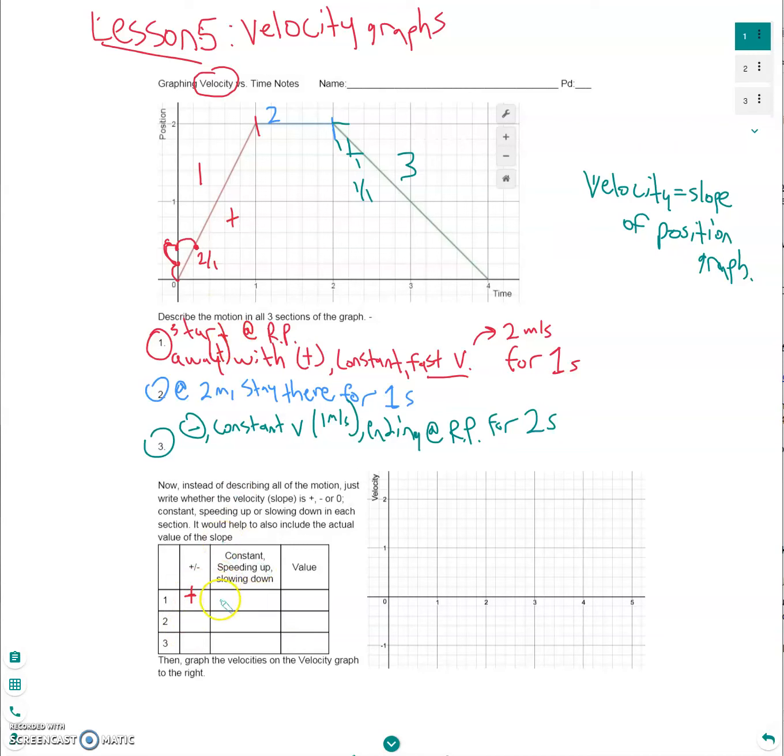Is the slope constant? Yes. And what's the value of the slope in this case? We calculated it at 2. Remember, we went up 2 over 1, so the slope is 2. We're going 2 meters per second.